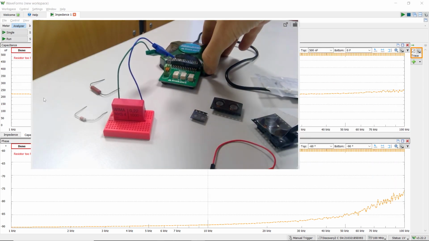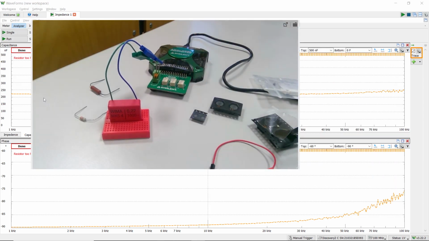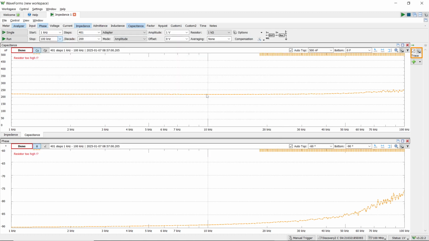So this Analog Discovery 2 impedance analyzer is a very nice instrument to check this frequency dependent behavior of components.